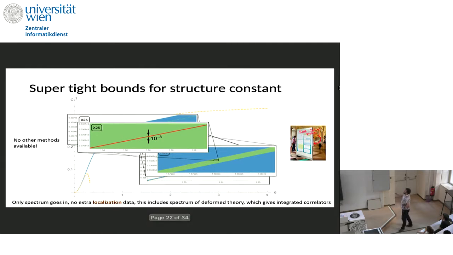If you want to see details, there is a poster of Julius. It's hidden on the back side. Probably you haven't realized.